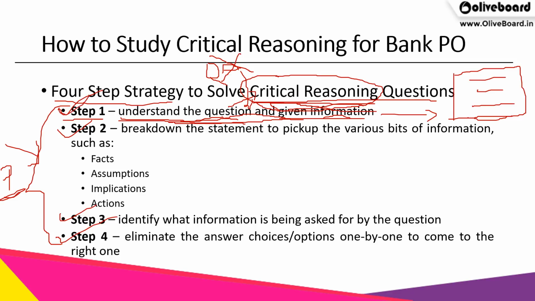That's it for your step number 1. आपने ये कर लिया, ठीक है, very good. Next we have the step number 2. So let us go to that. Break down the statement to pick up the various bits of information such as facts, assumptions, implications, actions. Actions को हम course of action भी कह सकते हैं, COA. Okay, so confuse मत होइए please, बात एक ही है.